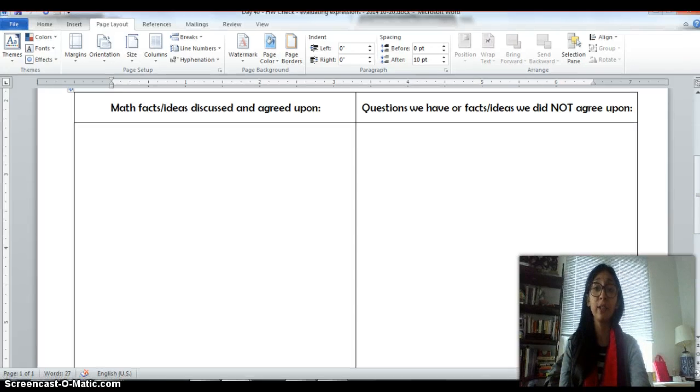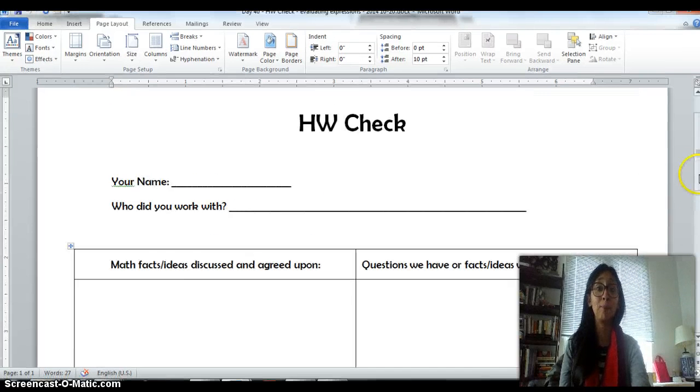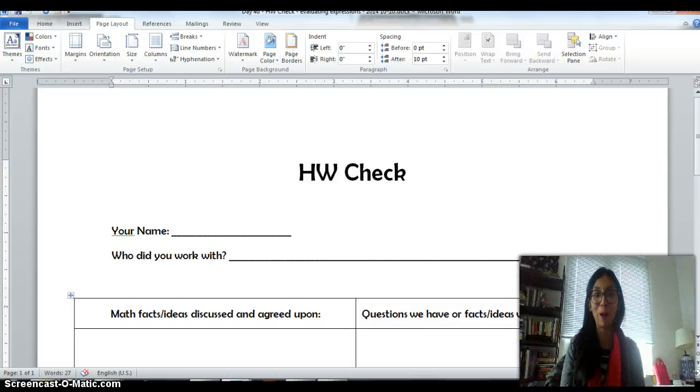So this is definitely a useful way to review the homework beyond checking every single problem in sort of a rotary way. So I hope that that's helpful.